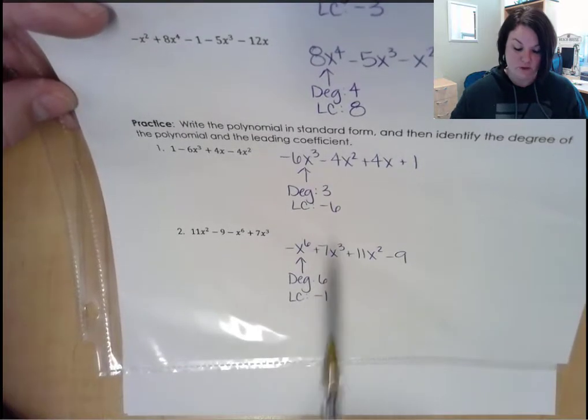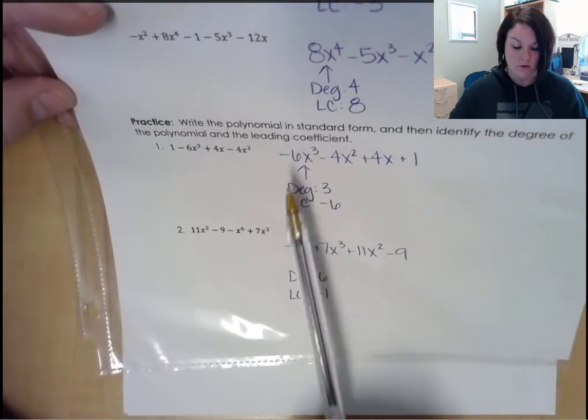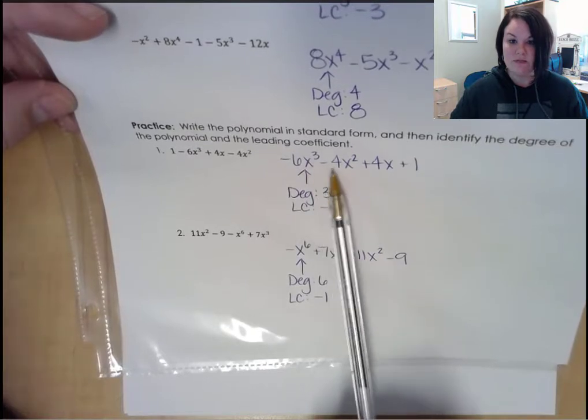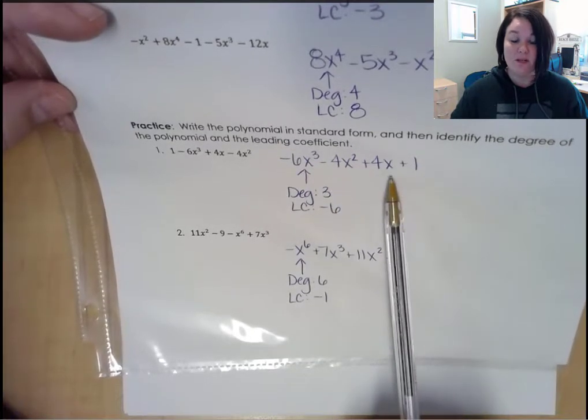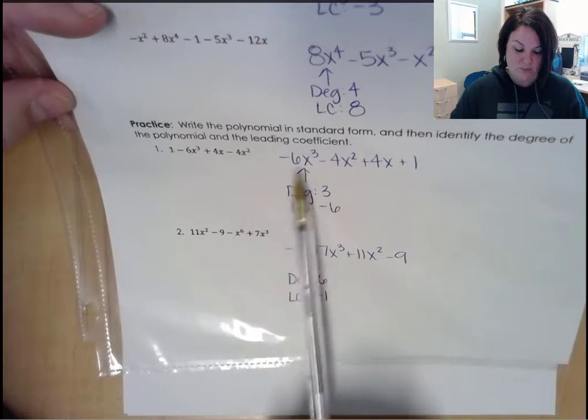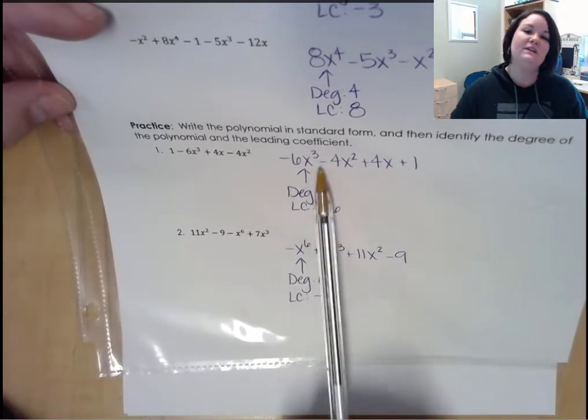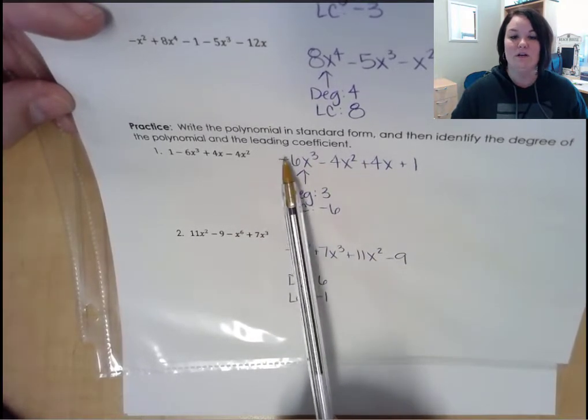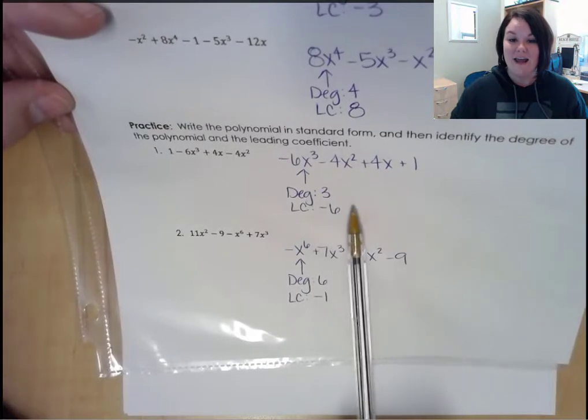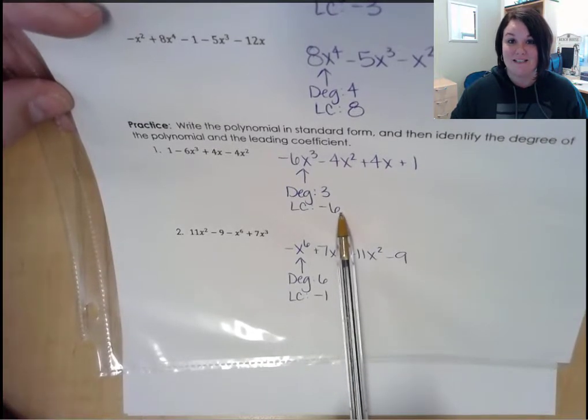All right, so on the first one, when we write it in descending order, we should get negative 6x cubed minus 4x squared plus 4x plus 1, which means that our highest degree term is negative 6x cubed. So our degree would be 3, and our leading coefficient would be negative 6, right?